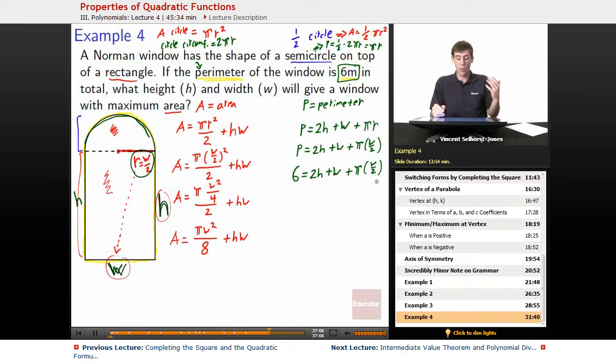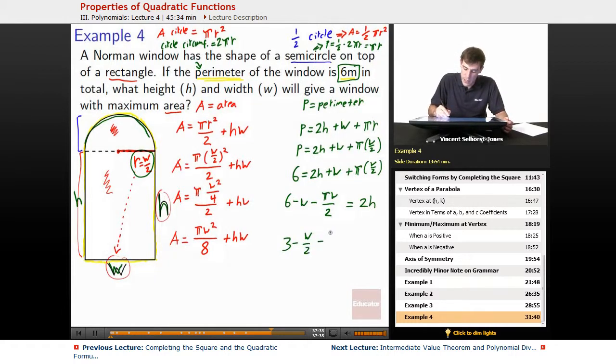Now it seems like we've got more w's than we've got h's in both our area and perimeter stuff. So let's try to get rid of h. We'll figure out what h is in terms of w, so we can substitute out the h and switch it in for stuff about w. So we'll move everything over. We've got 6 minus w minus pi w over 2 equals 2h. We divide by 2 on both sides. We get 3 minus w over 2 minus pi w over 4 equals h.